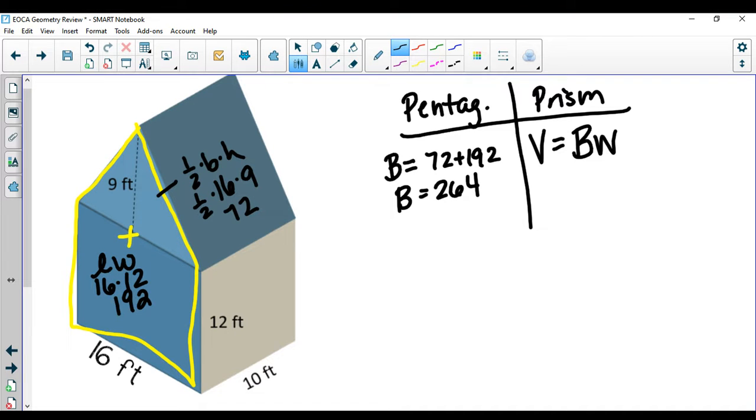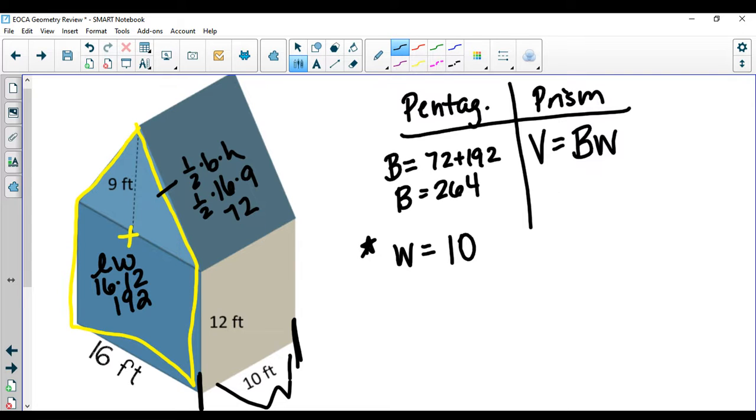The other piece that we need is the W. The W is what connects the two parts together. So I'm going to ask you to pick which one is our W in this problem. W again connects the bases. So the bases are on the front and the back, which tells us that this 10 is our W value.